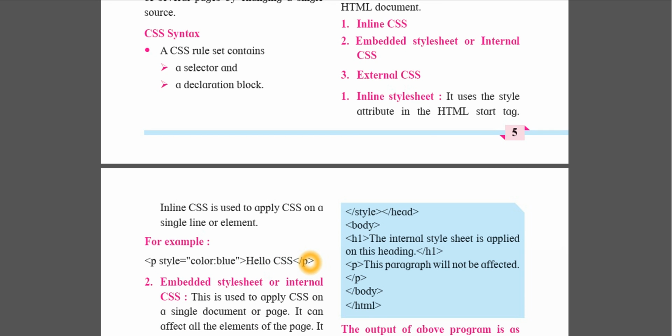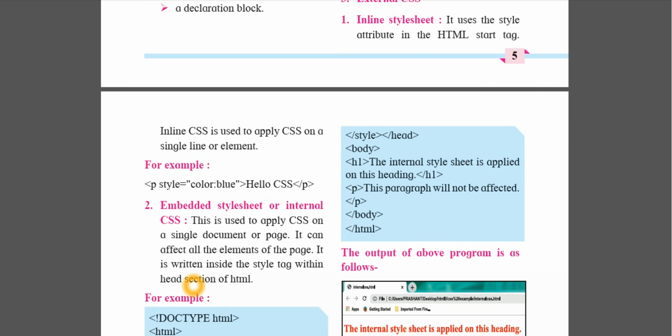Now the inline style sheet is written in a single way. Now we have the embedded style sheet. This style sheet is used to apply to a single document, so it can affect all elements of the page. It is written inside the style within the head section of the HTML. But with internal CSS we cannot style multiple documents at once. Embedded is used in between the head section.